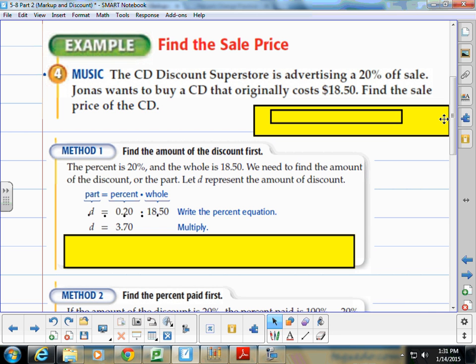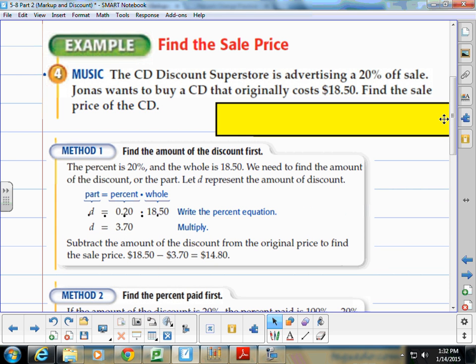So I multiply and I get 370. That means that 370 is the discounted amount. Discounted meaning I should subtract it from the original amount of 1850 for my sale price of that CD being 1480. Okay.